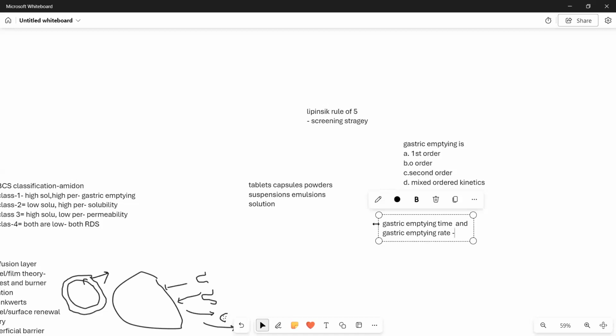So basically, do cholinergic drugs increase the gastric emptying rate or decrease it? Answer this question, guys. They increase the gastric emptying rate by increasing GI motility, so that the contents from the stomach are quickly emptied into the intestine.